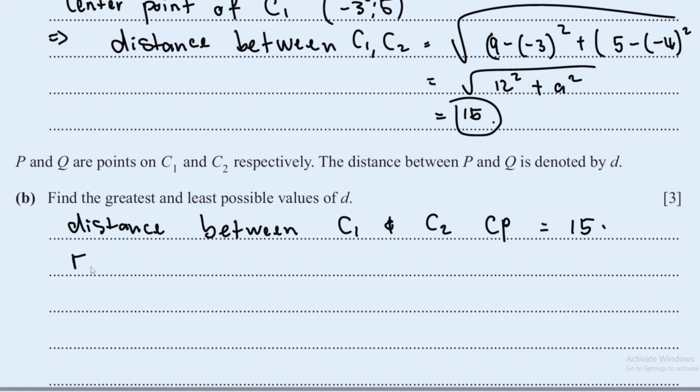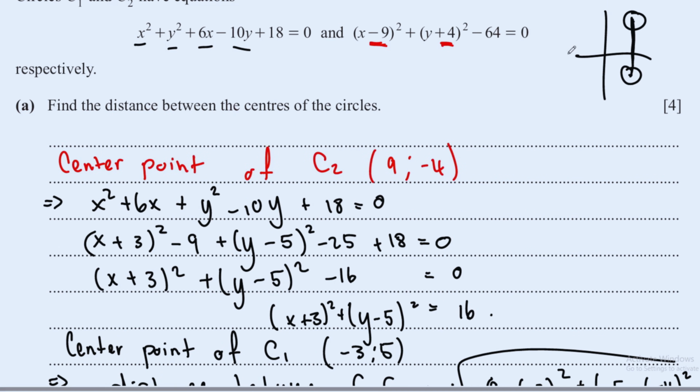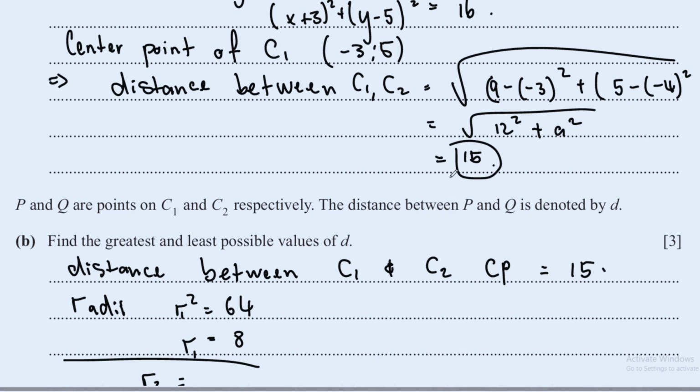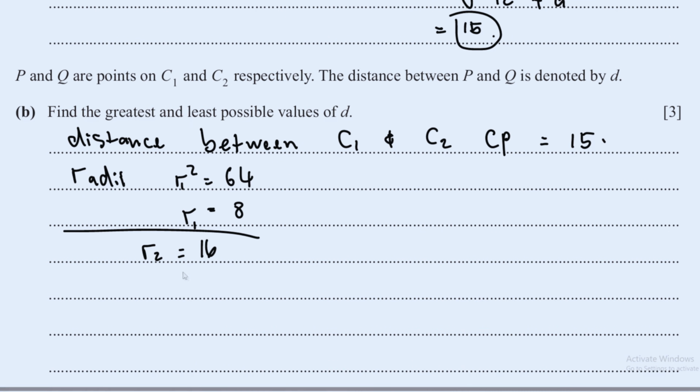Now we need to find the radii. So let's find the radius of the first equation. We know that r squared is equal to 64, so that means my first radius is 8. And then for my second radius, let's go radius 2, what was my equation? 16. That means my radius is equal to 4. So my radius 2 is equal to 4.